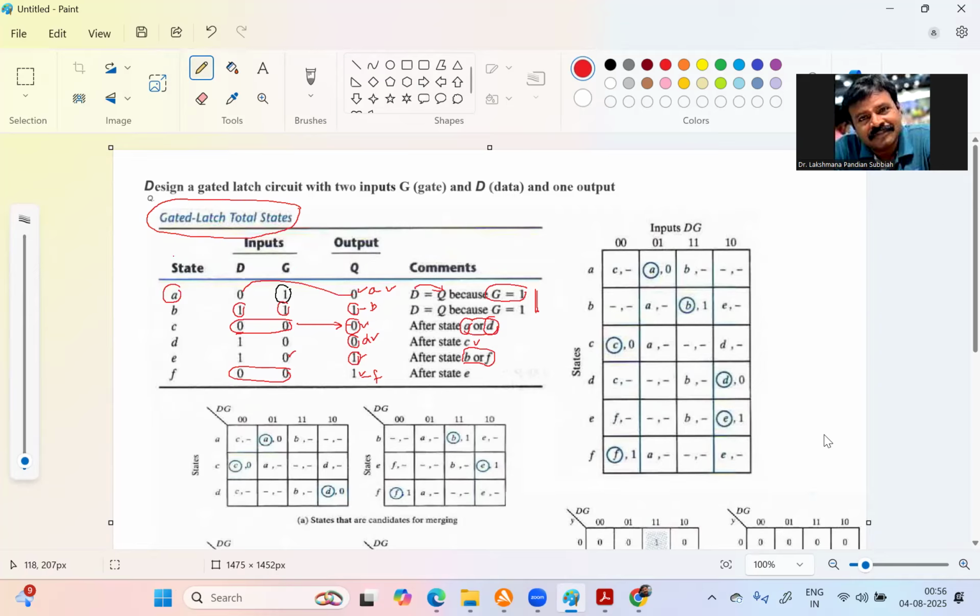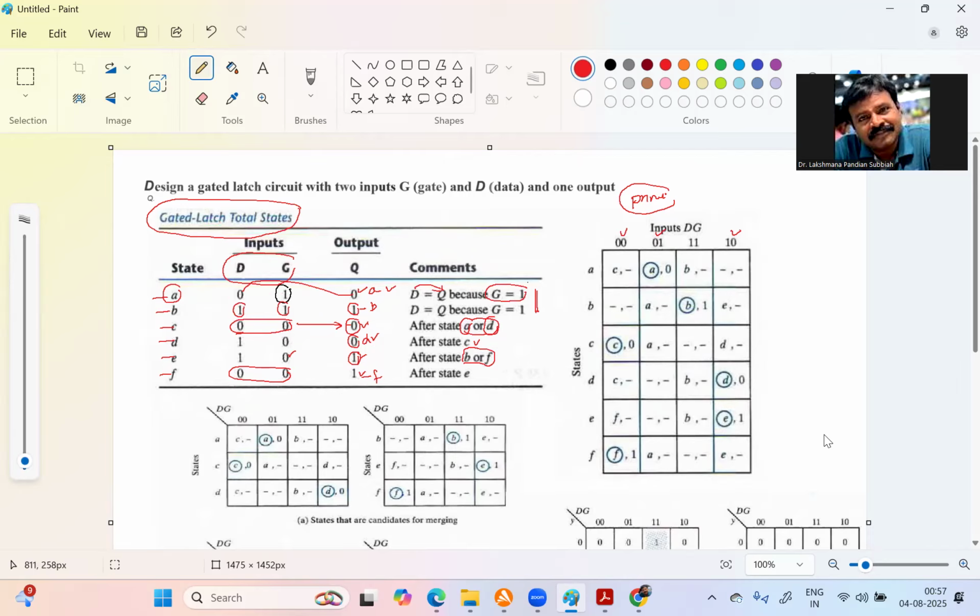You have to understand that this A B C D E F is going to be used to draw the primitive table. How do you draw the primitive table? Here the input is DG. You can write all possible values in Gray code: 00, 01, 11, 10. Then you consider the total states A, B, C, D, E, F. For each one you have to give a name. These are all the possible states and outputs.